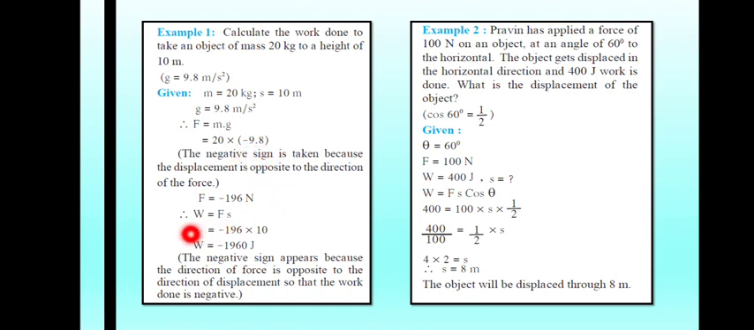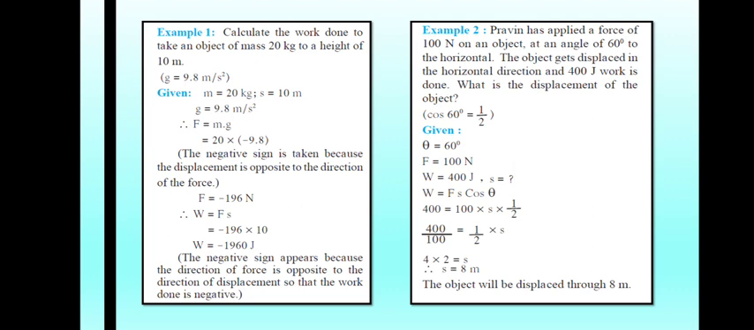So work is equal to force into displacement. Now we know the force and displacement is 10 meter, of course. So this will give you minus 1960 joules. Why are we taking negative sign? It appears because the direction of force is opposite to the direction of displacement, so the work which is done is negative. Followed, students? Very simple formula we have put here.